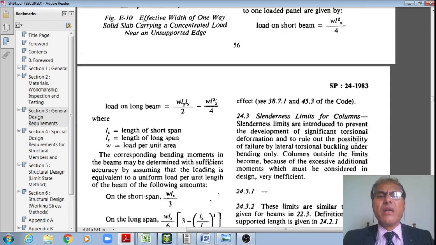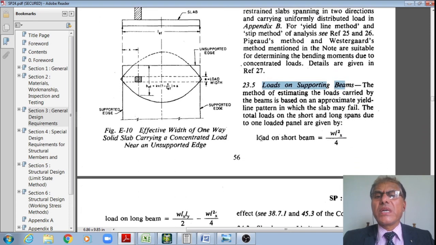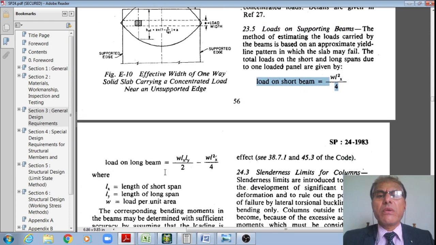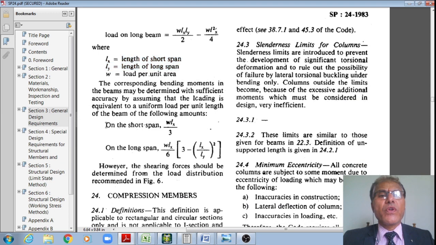Now calculate that using this formula, student. Now loads on the supporting beams from the same SP24. Now the code says that the load on the short beam is equal to W Lx squared by 4, where Lx is the length of the short span and Ly is the length of the long span. Therefore, on the short span, W Lx by 3, and on the long span it can be taken as W Lx by 6 multiplied by 3 minus (Lx by Ly) whole square.